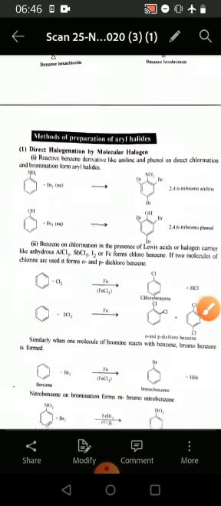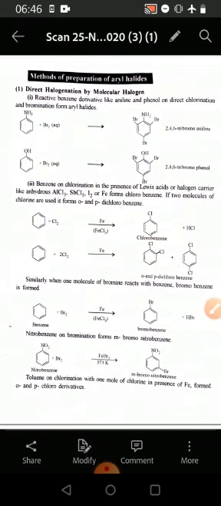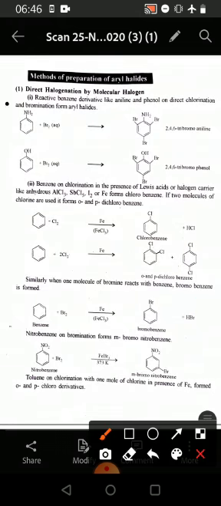Now we come to the methods of preparation of aryl halides. There are different methods. First we'll take up direct halogenation by molecular halogen. Reactive benzene derivatives like aniline and phenol on direct chlorination and bromination form aryl halides. For example, aniline reacts with aqueous bromine to form 2,4,6-tribromoaniline, whereas phenol reacts with aqueous bromine to form 2,4,6-tribromophenol.